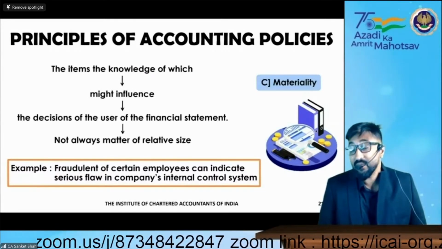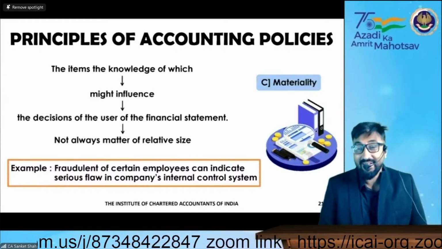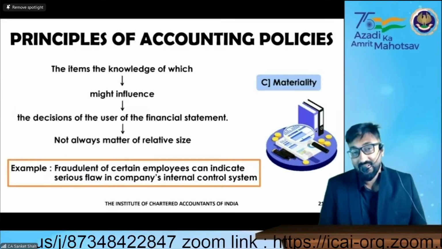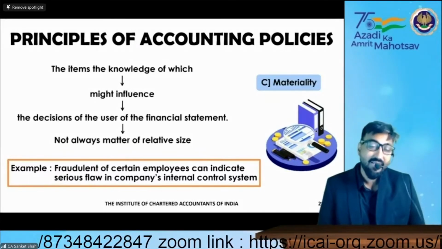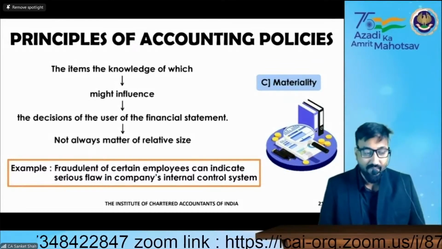Hire purchase we record as an asset. Sir, in hire purchase also, the substance over form method will prevail. Yes, it is applicable.